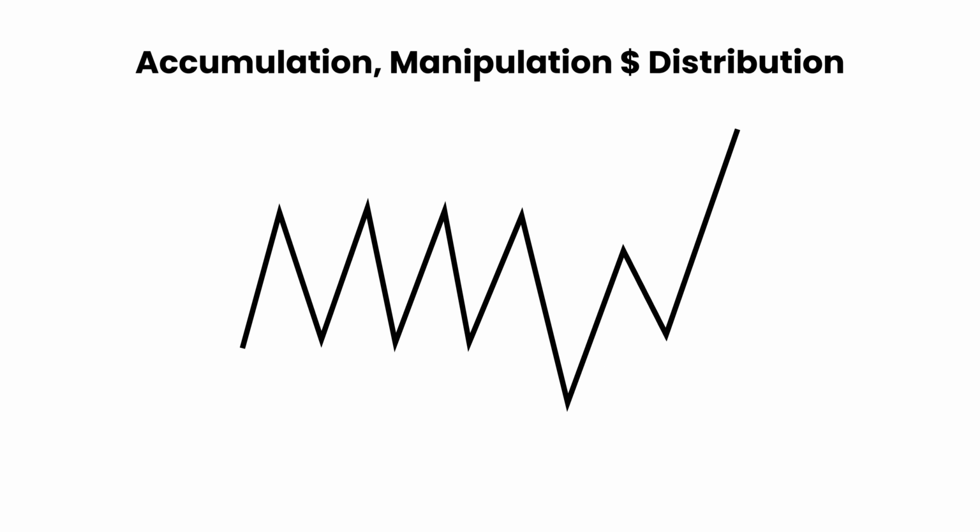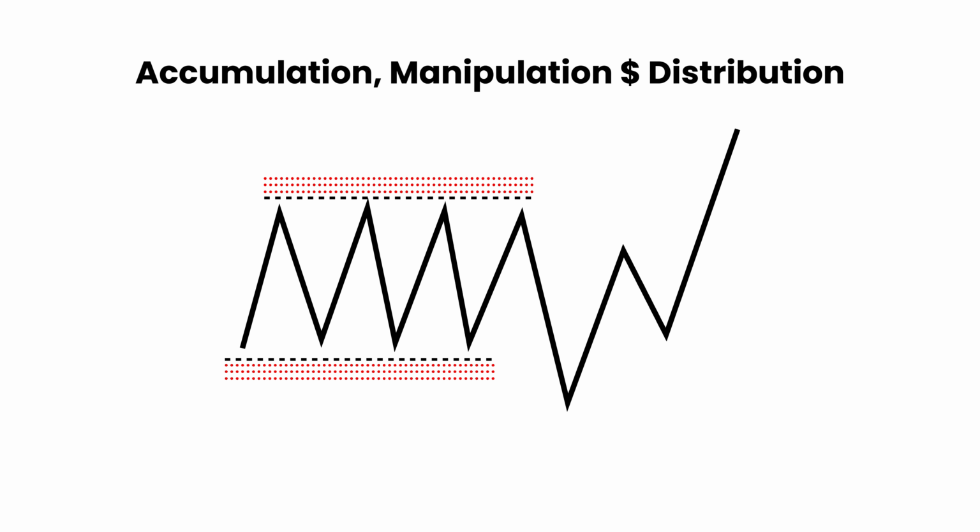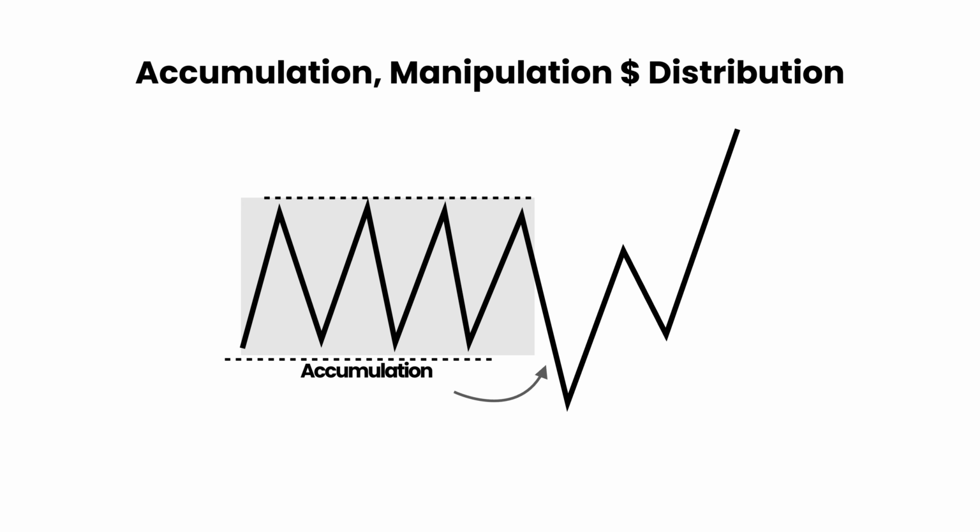Lastly, we have the AMD setup: accumulation, manipulation, and distribution. When price is moving sideways, retail traders typically look to buy at support and sell at resistance. This means there are stop losses on both sides of the range, creating liquidity that's waiting to be swept. This is the accumulation phase. What we want to do is wait for one side of the liquidity to be swept. Once that happens, we have the manipulation phase.